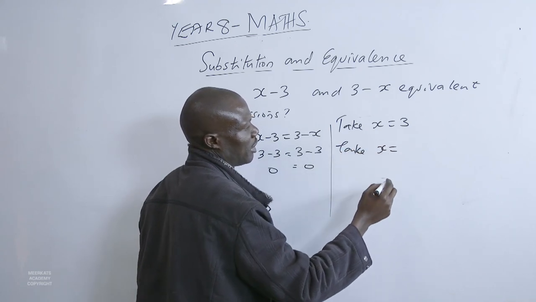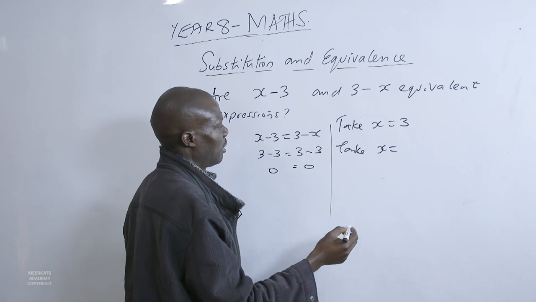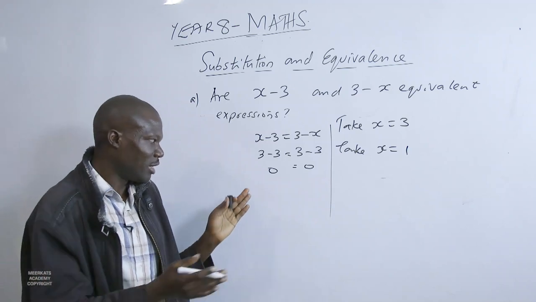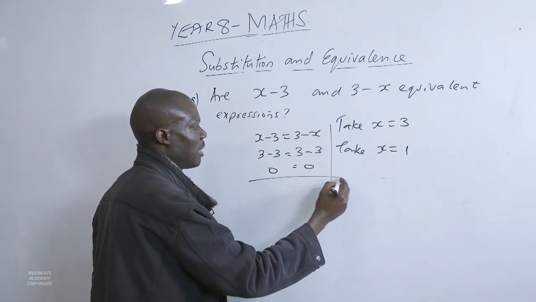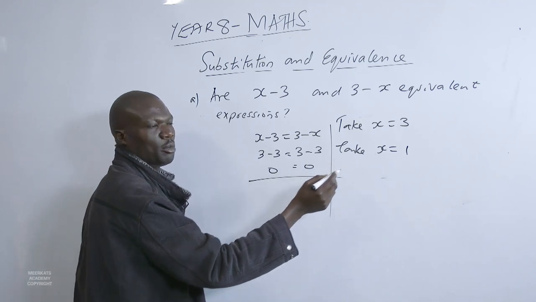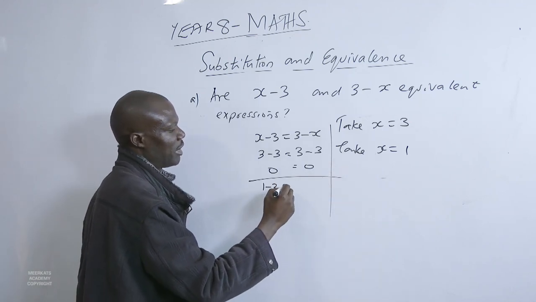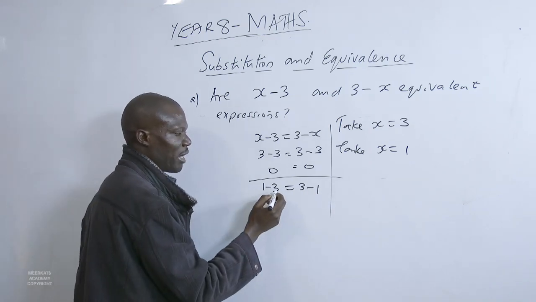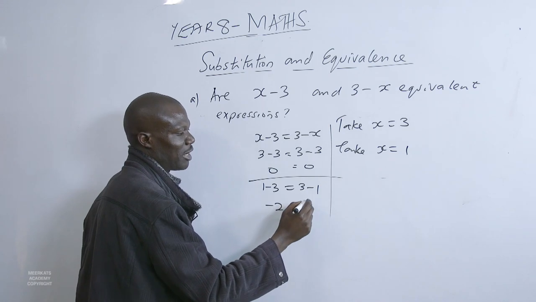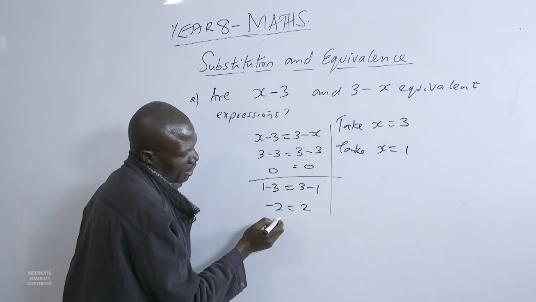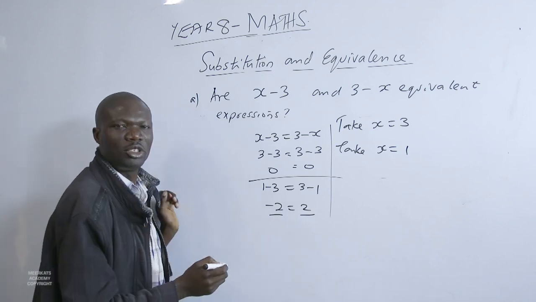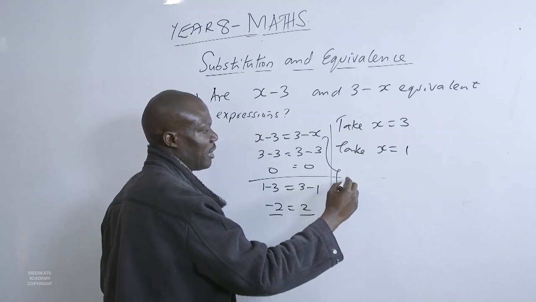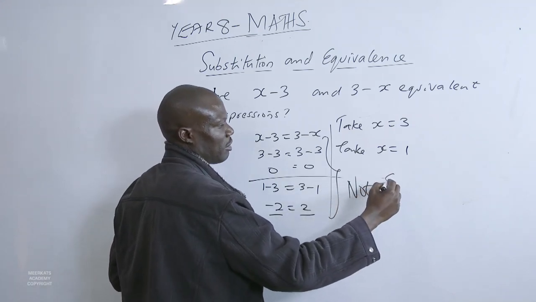Let's take x to be 1. If they are equivalent, they should still agree here. Now we'll take x to be 1. This one will be 1 minus 3. Is it the same as 3 minus 1? Watch out. 1 minus 3 is minus 2, and 3 minus 1 is 2. Is minus 2 and 2 the same? So the answer here is not equivalent.